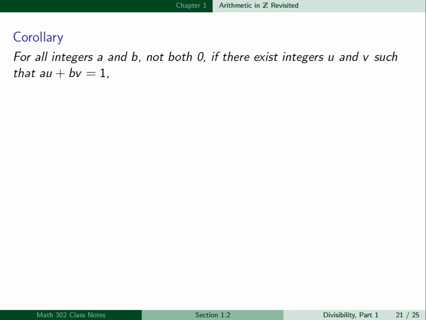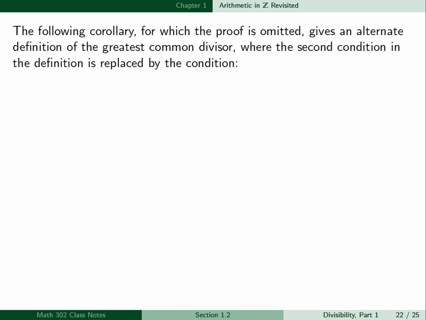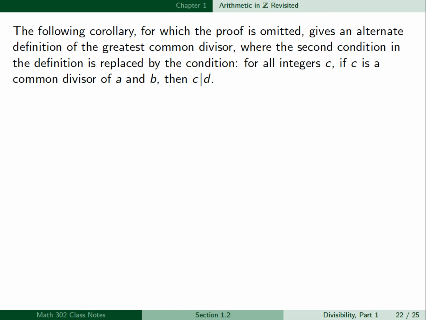So the corollary says, for all integers a and b, not both 0, if there exist integers u and v such that au + bv is equal to 1, then the GCD of a and b is equal to 1. Now the following corollary, for which the proof will be omitted, gives an alternate definition of the greatest common divisor, where the second condition in the definition is replaced by the condition: for all integers c, if c is a common divisor of a and b, then c divides d.